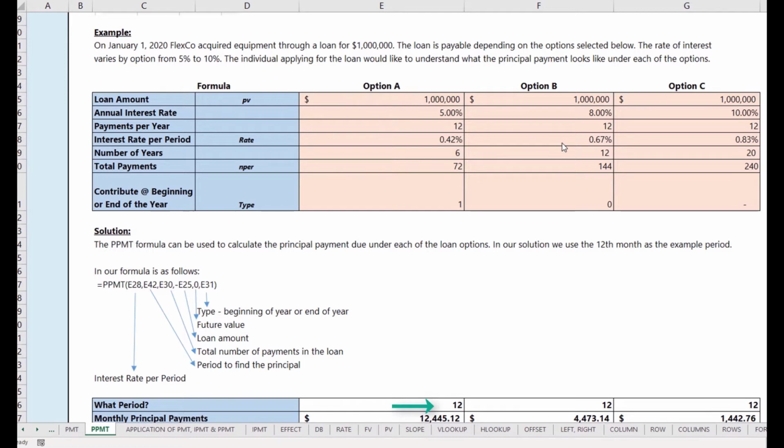If we look at the solution, we can see that the monthly principal payment under option A in period 12 is $12,445.12. In option B, it's a third of that at $4,473.14. And in option C, it's only $1,442.76. Now the primary reason for the difference is option A is only a 6-year loan, options B and C are a 12 and 20-year loan, and therefore the payments are far less over a greater amount of time. But let's take a look at the formula and see how the principal payment is calculated for period 12.